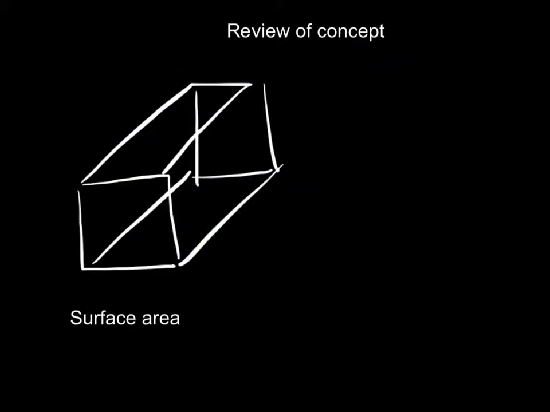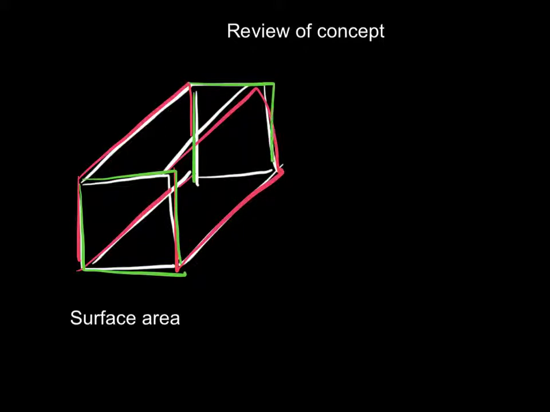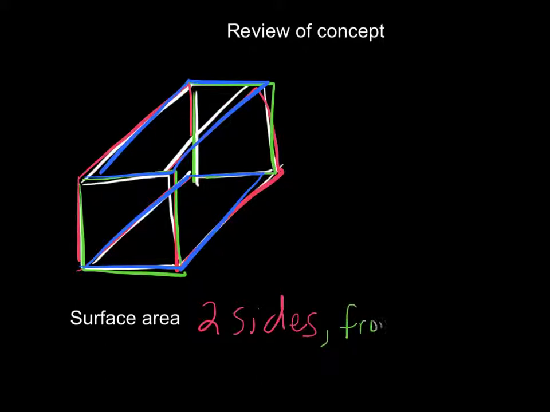So overall, what did we do to find the surface area of an object? Well, for a rectangular prism, we found the area of the 2 sides and added them together. We found the area of the front and back pieces and added those in. And finally, we found the area of the top and bottom panels and added those in as well. So all in all, we added 2 sides, a front and back, and a top and bottom.